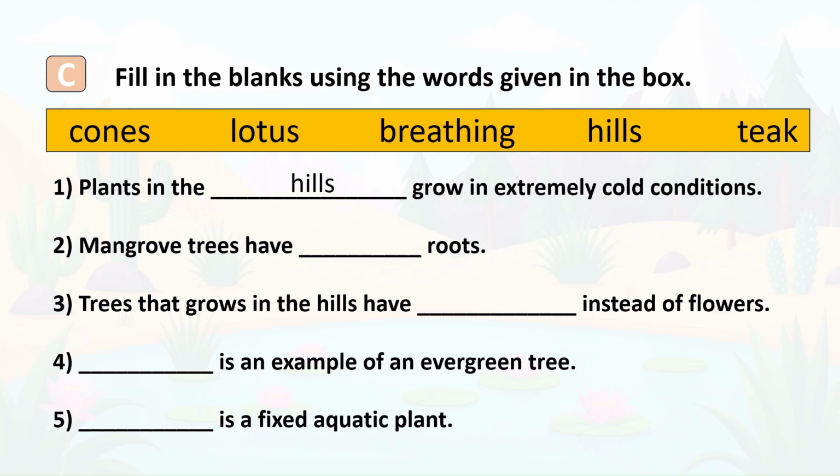1. Plants in the hills grow in extremely cold conditions. 2. Mangrove trees have breathing roots. 3. Trees that grow in the hills have cones instead of flowers. 4. Teak is an example of an evergreen tree. 5. Lotus is a fixed aquatic plant.